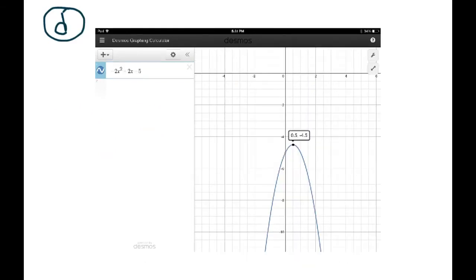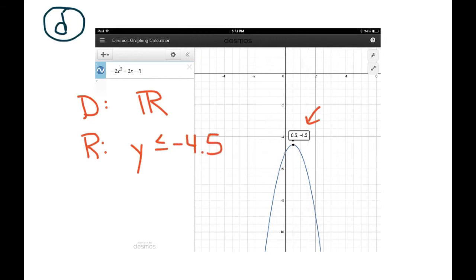In problem D, here's the graph of negative 2x squared plus 2x minus 5. You'll notice where the maximum is. So in this case, the domain is all real numbers. This is another notation for all real numbers. It looks like an R with an extra leg. And the range is going to be y is less than or equal to the y coordinate of the maximum.